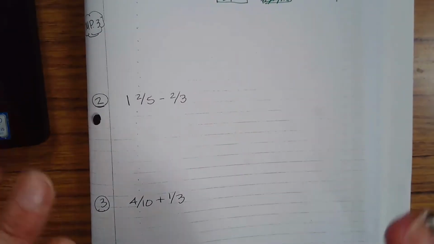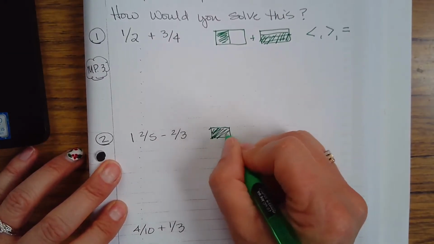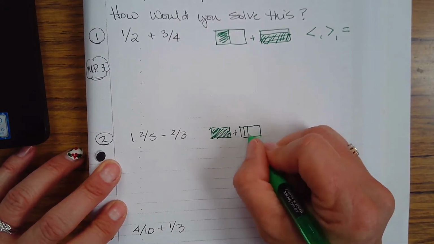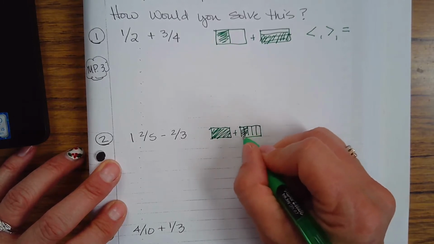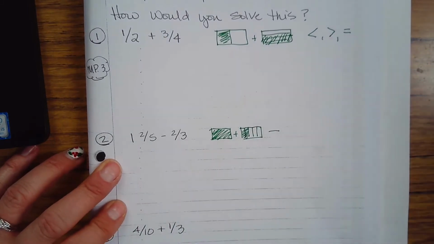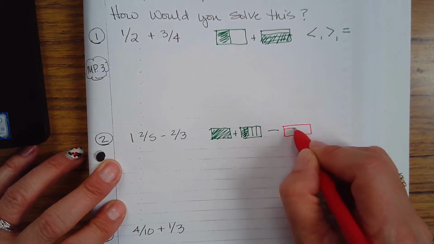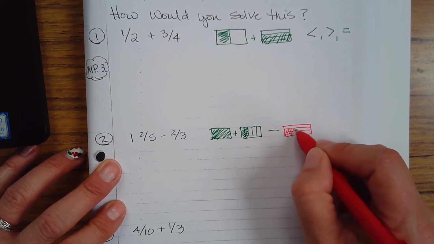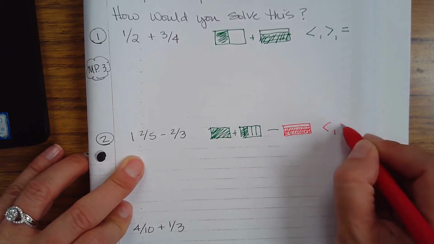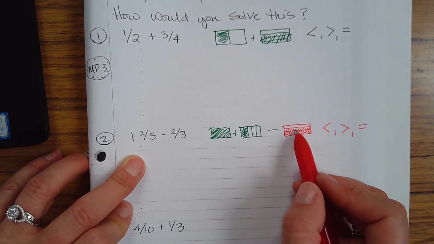So with each one of these, what I want you to do is, here's one whole, right? And here is 2/5. 1, 2, 3, 4. So here is 1 and 2/5. But if I'm going to subtract 2/3 from that, am I going to end up with a fraction less than, greater than, or equal to 1? So think about that for a minute.